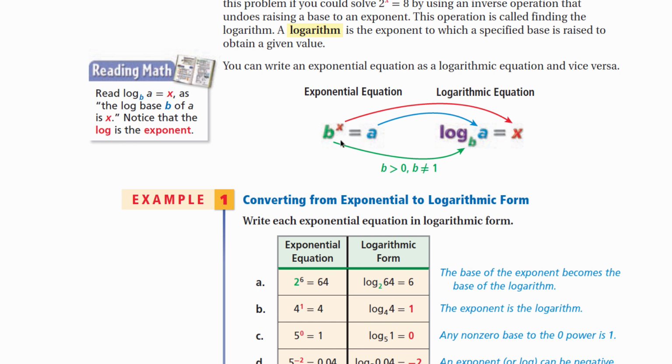Now, we want to know how to transform back and forth between exponential and logarithmic form. So what happens is that the base in the exponential form, b, becomes the base of the logarithm. The value on the right, a, becomes the input to the logarithm. And the exponent of the base becomes the solution to the logarithmic term.